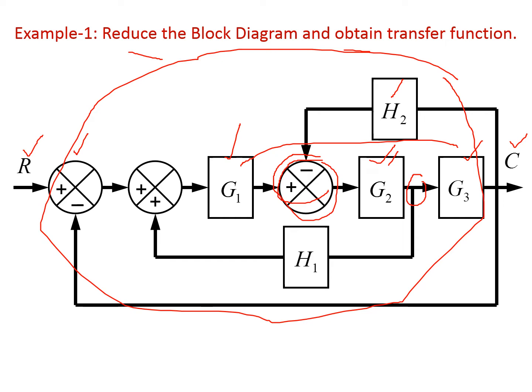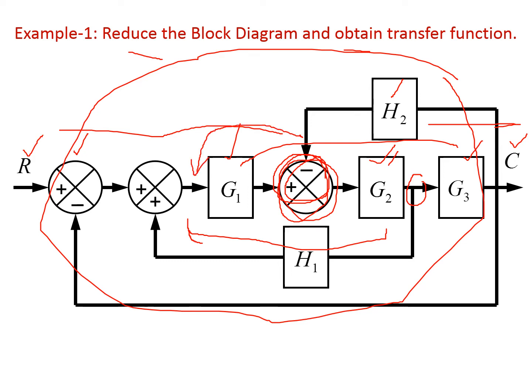Coming to the third one, that is, identify the minor feedback loops. Here there is a minor feedback loop, but there is a summing point. So the third point is also not possible. Coming to the fourth one: move the summing points towards the left and takeoff points towards the right. Here we have a summing point. If we move this summing point before this block, then we can get these two blocks in series. So go for the fourth rule.